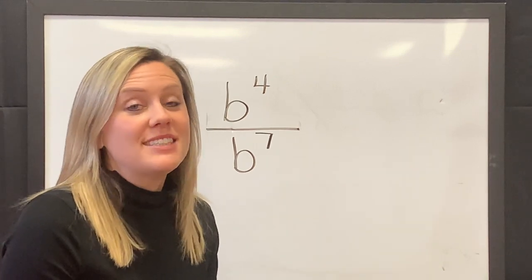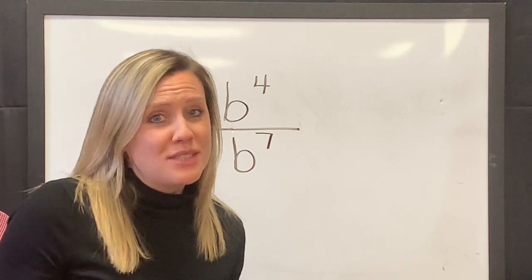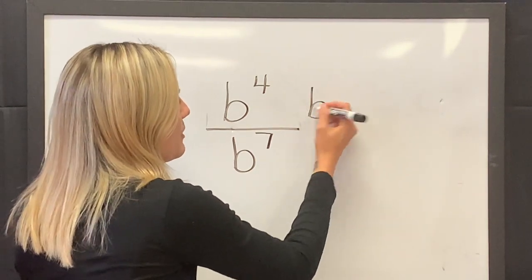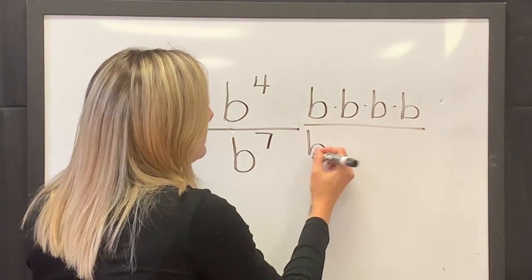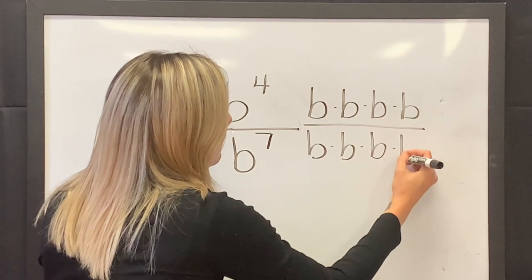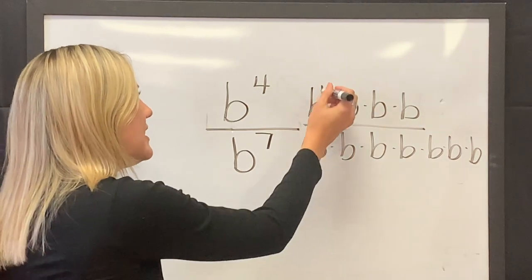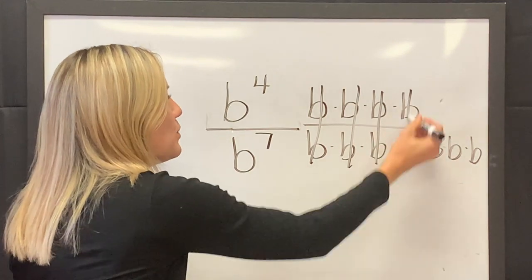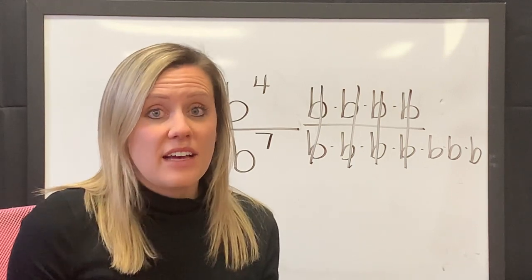Let's do another one. This is b to the 4th power divided by b to the 7th power. And as I said earlier, I just want you to kind of think of reducing this instead of dividing it. So I'm going to write this out so you can see exactly what it means. I'm going to write 4 b's being multiplied to each other in the numerator, and then I'm going to write 7 b's multiplied to each other in the denominator. Okay, so if you look at this, these b's would cancel, these b's would cancel, these b's would cancel, and so would these. And we'd be left with 3 b's in the denominator and nothing left in the numerator.